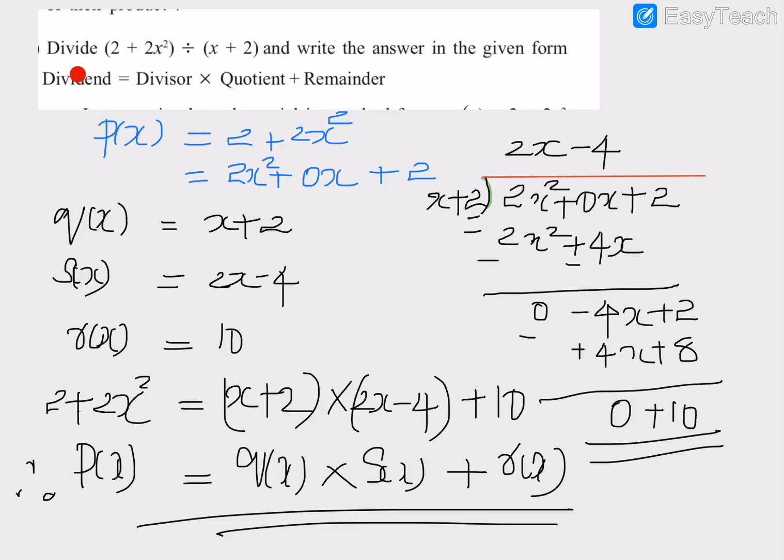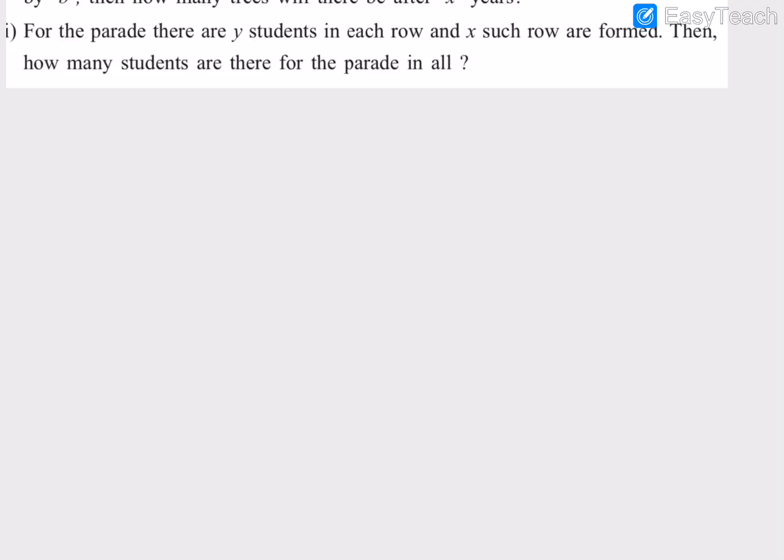So we have represented this problem in this form, that is dividend is equal to divisor into quotient plus remainder. Hence solve the problem. Going with the next problem, it is a word problem in section 3.2.